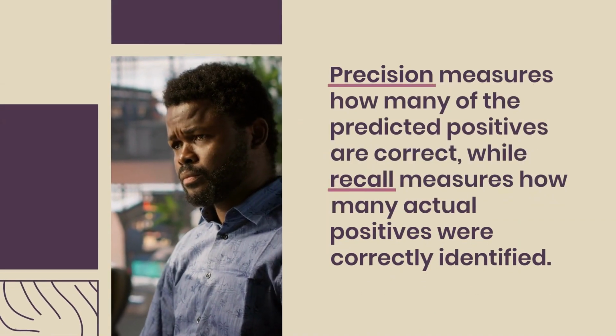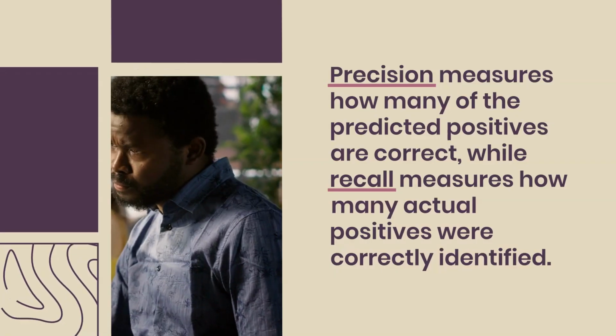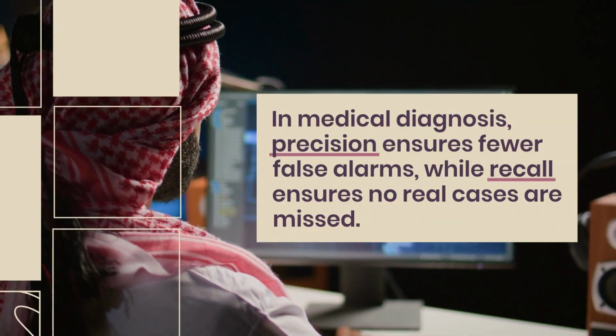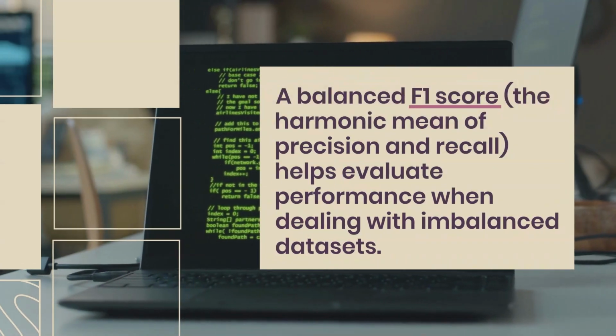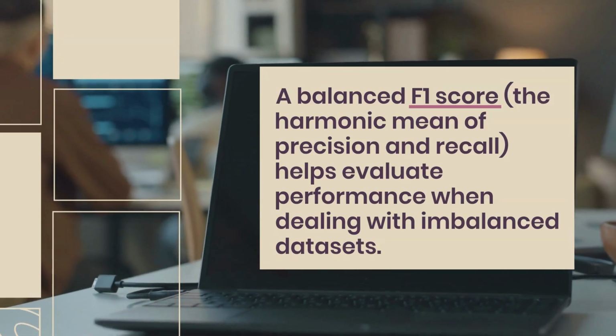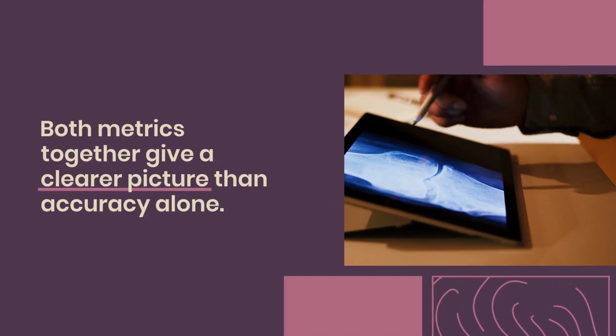10. What is precision and recall? Precision measures how many of the predicted positives are correct, while recall measures how many actual positives were correctly identified. In medical diagnosis, precision ensures fewer false alarms, while recall ensures no real cases are missed. A balanced F1 score, the harmonic mean of precision and recall, helps evaluate performance when dealing with imbalanced datasets. Both metrics together give a clearer picture than accuracy alone.